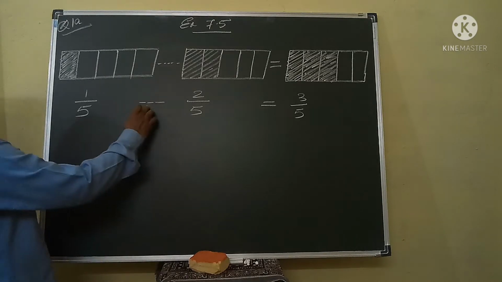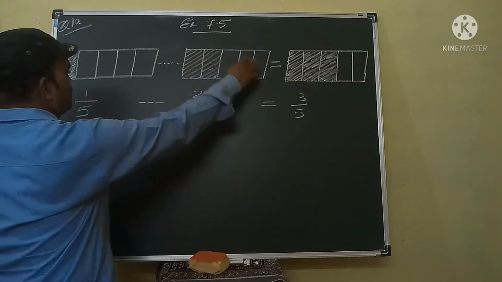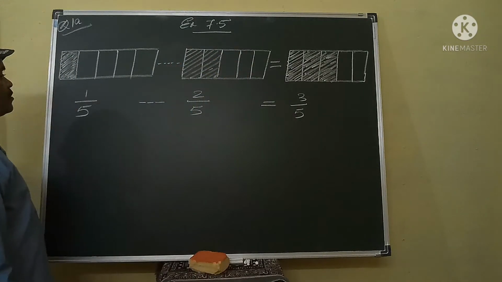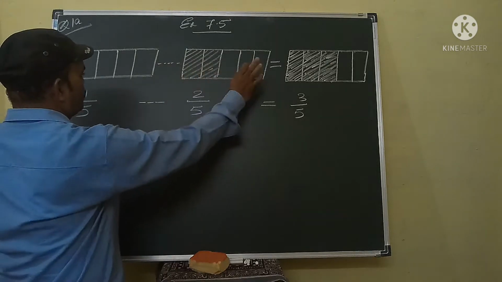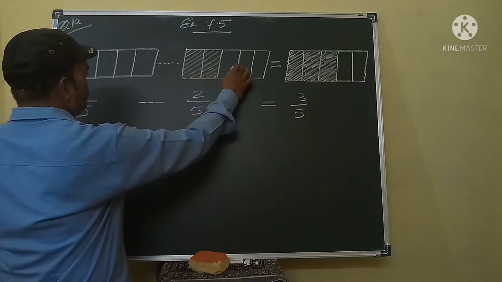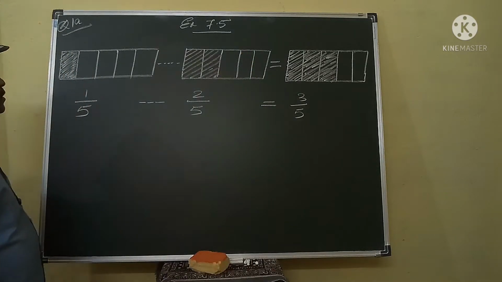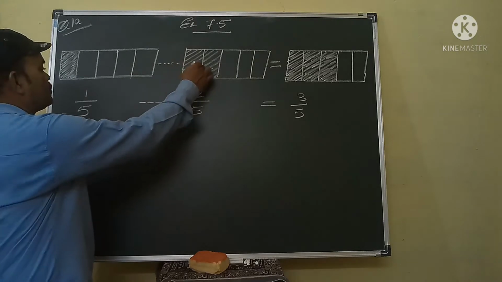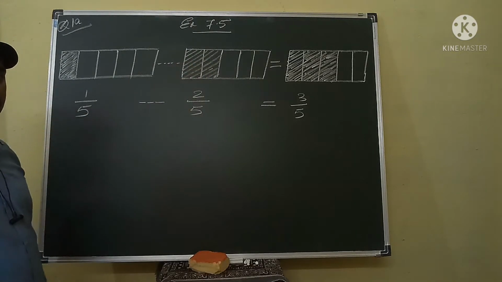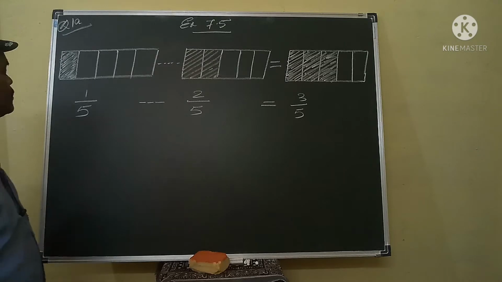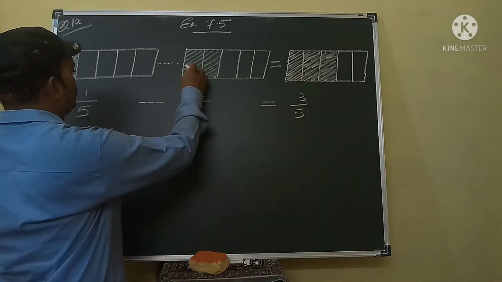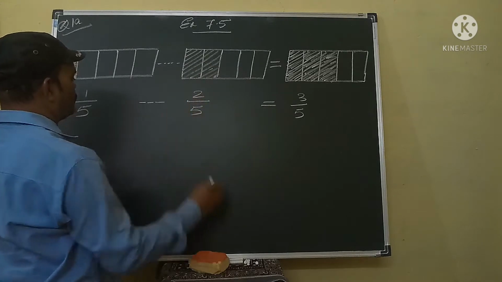Okay. Now this is the blank. This is the second rectangular block. The second rectangular block is divided into 5 equal parts: 1, 2, 3, 4, 5. Out of these 5 equal parts, only 2 blocks are shaded. So the fractional part of the shaded portion is 2 upon 5.